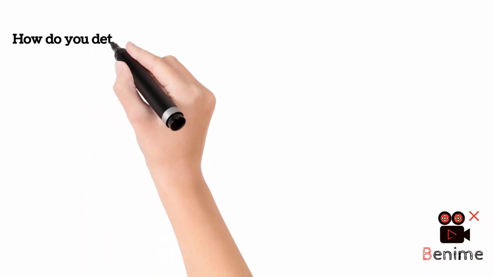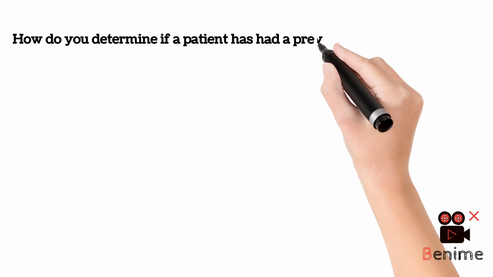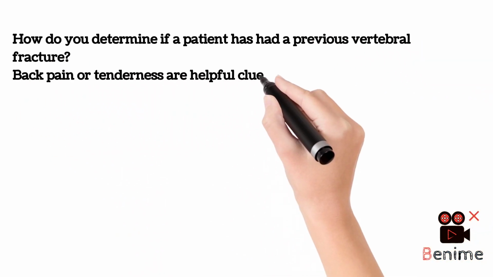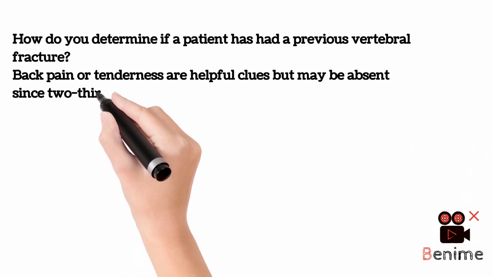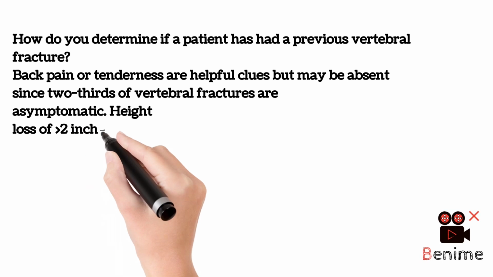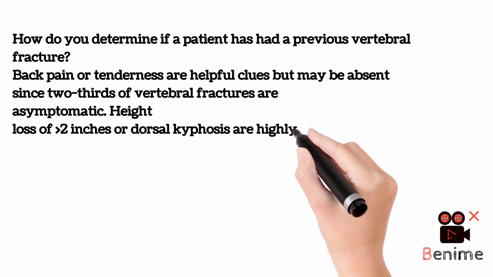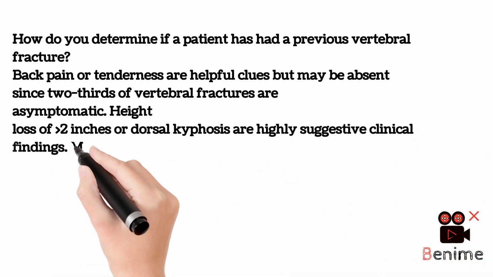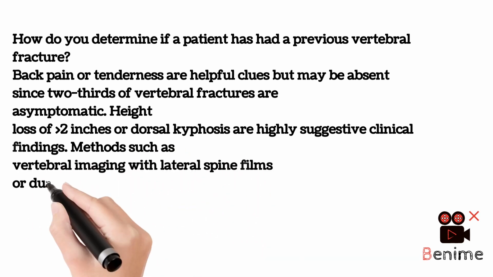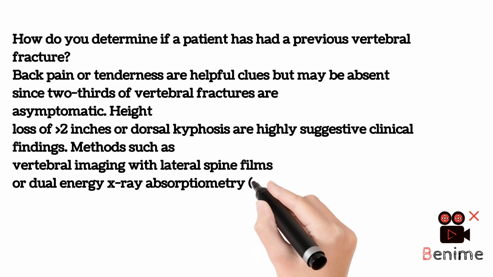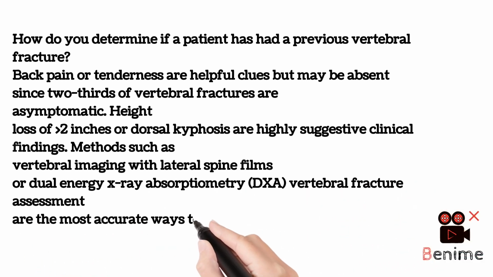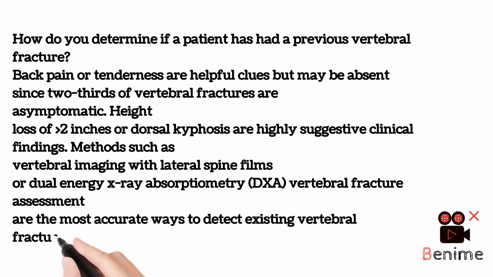How do you determine if a patient has had a previous vertebral fracture? Back pain or tenderness are helpful clues but may be absent since 2/3 of vertebral fractures are asymptomatic. Height loss of greater than 2 inches or dorsal kyphosis are highly suggestive clinical findings. Methods such as vertebral imaging with lateral spine films or dual energy X-ray absorptiometry (DXA) vertebral fracture assessment are the most accurate ways to detect existing vertebral fractures.